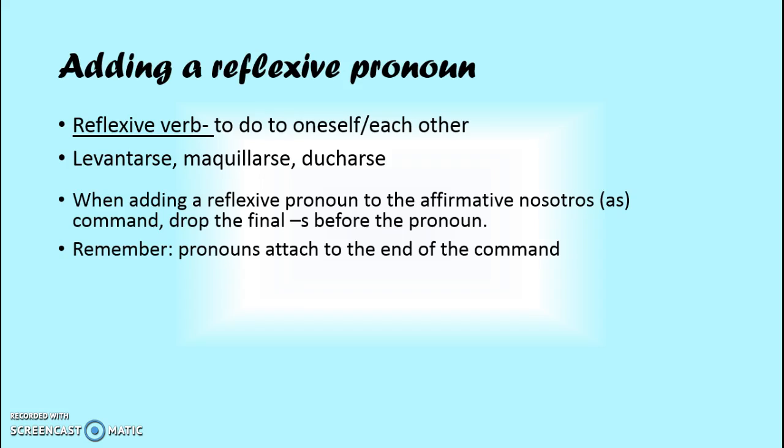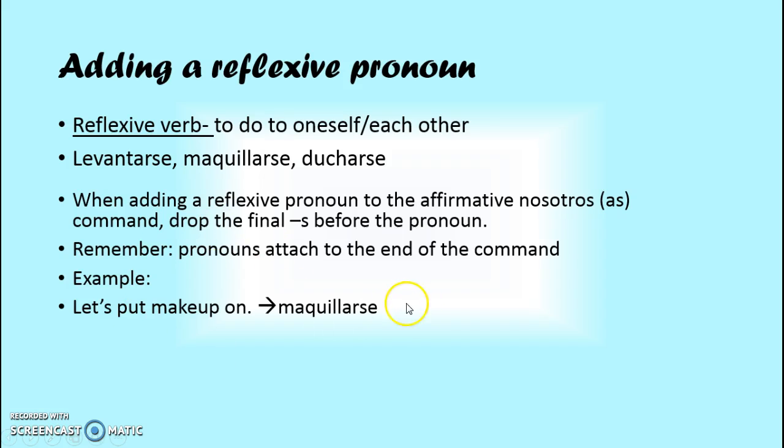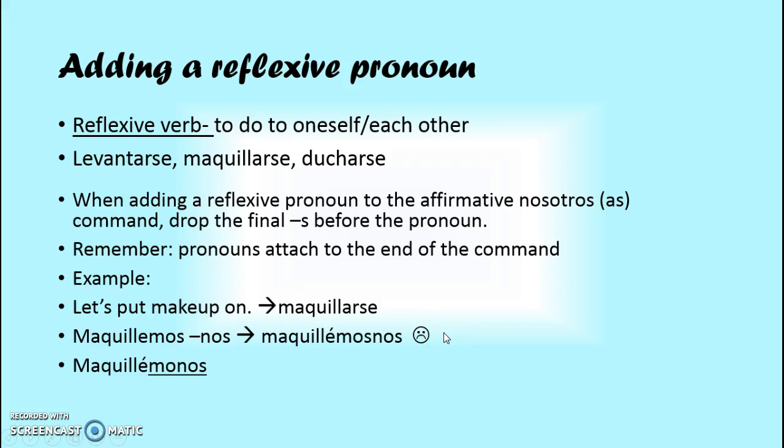Let's look at that. Also, remember that the pronouns attach to the end of the command. An example would be let's put makeup on, and that is maquillarse. We know that the command would be maquillemos without even thinking about this last se. So maquillemos. We know that se, because it's in the nosotros, will turn into nos. So it would be maquillémonos. Whoa, that doesn't sound right. So it would be maquillémonos. We do have to take out this last S that's here, maquillémonos.